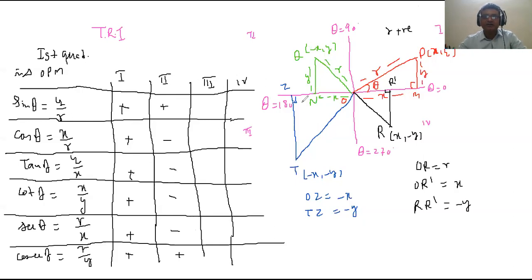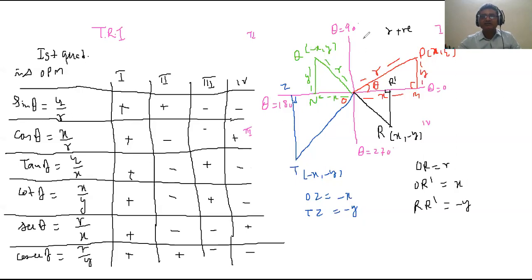Now in the third quadrant, we can see that x and y both are negative. So wherever x and y both are present, it will be positive and the rest will be negative. While in the fourth quadrant, we can see that only the y component is negative. So wherever y is present, it will be negative and the rest will become positive.